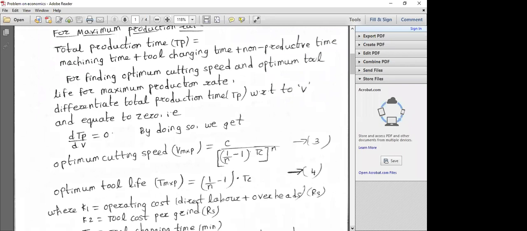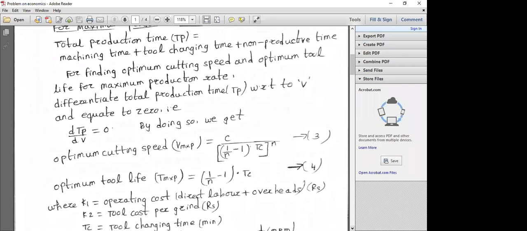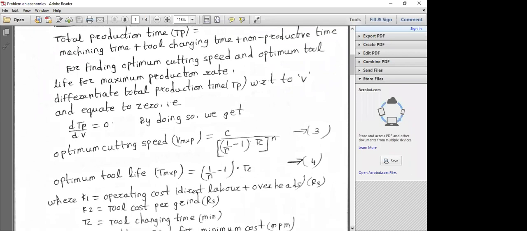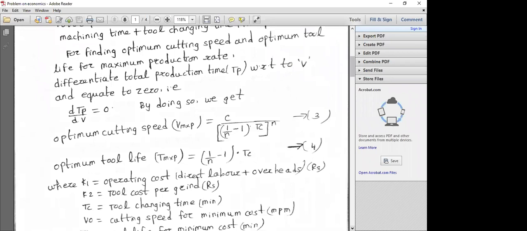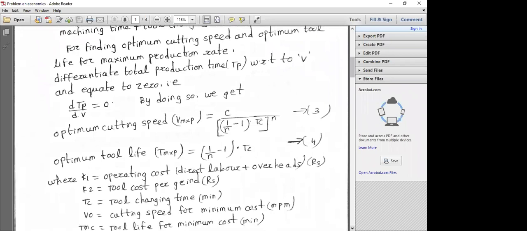So these are the particular units in rupees. And what is TC? Tool changing time in minutes. So here, what is V0? Already we have seen V0 is the cutting speed for minimum cost.